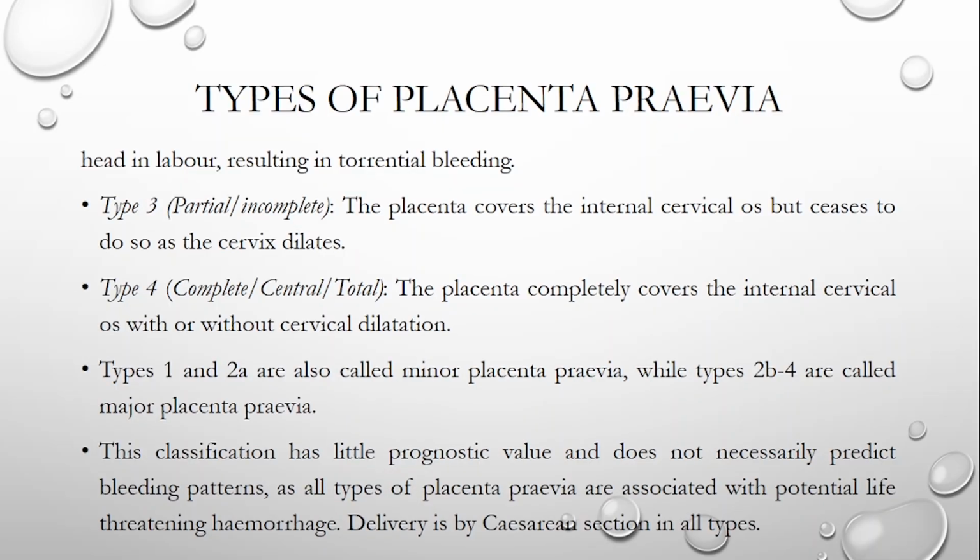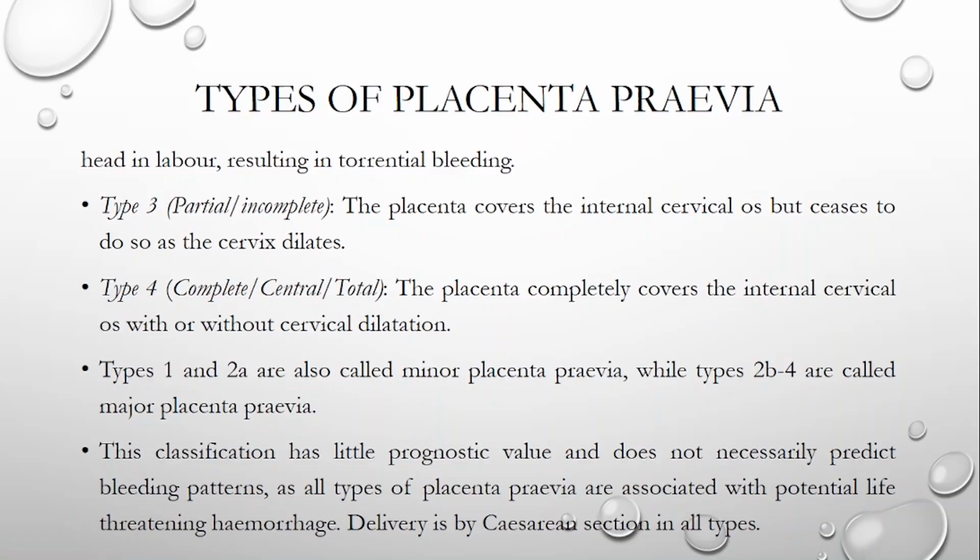Type 3 placenta previa. The placenta covers the internal cervical os, but does not cover the os completely. In type 3 placenta previa, the placenta covers the internal os, but does not cover it entirely. Whereas in type 4, the placenta covers the internal cervical os completely.